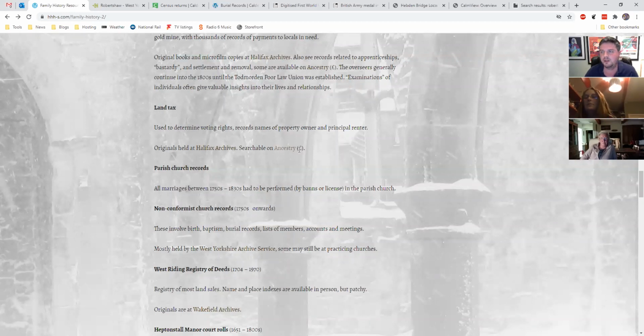There's records of what they called bastardy at the time, so if you had an illegitimate child, the mother would declare who the father was, and the father would have to pay maintenance. And then there's records of settlement and removal.